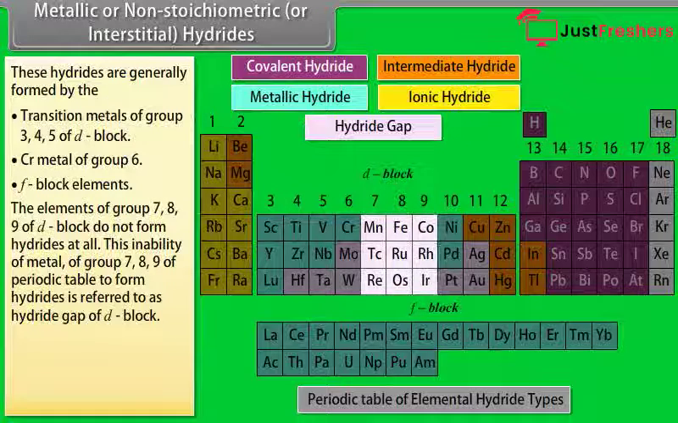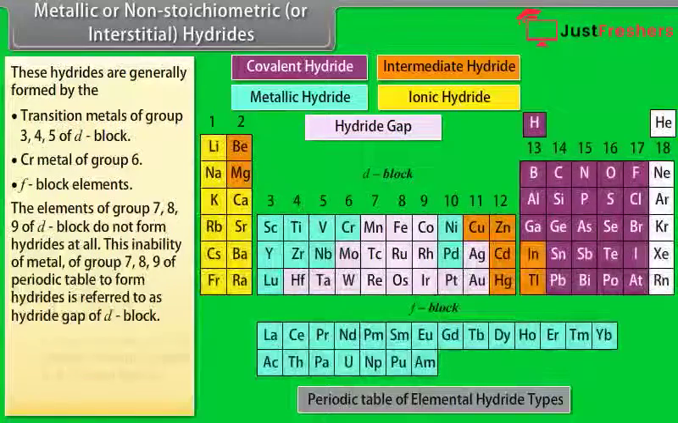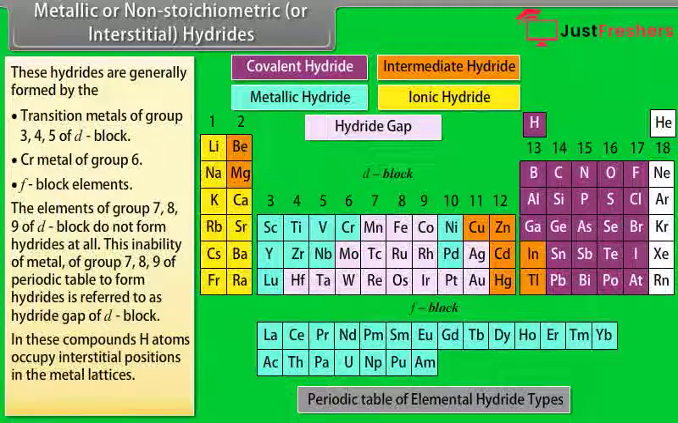This inability of metals of group 7, 8, 9 of the periodic table to form hydrides is referred to as the hydride gap of the d-block. In these compounds, H atoms occupy interstitial positions in the metal lattices. For example, ScH2, LaH2.87.